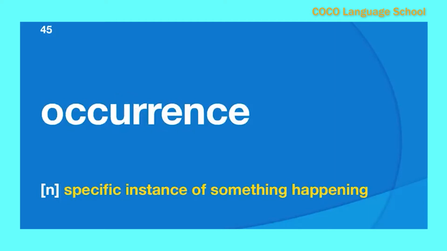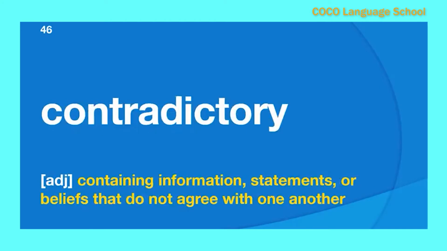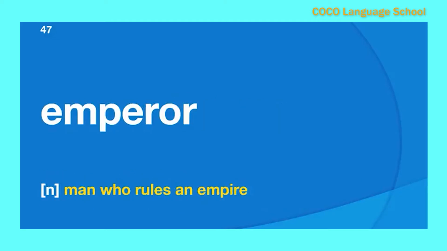Specific instance of something happening. Occurrence. Containing information, statements, or beliefs that do not agree with one another. Contradictory. Man who rules an empire. Emperor.